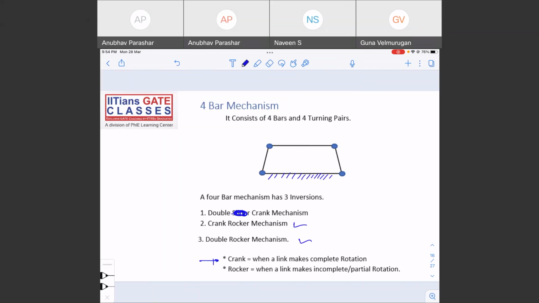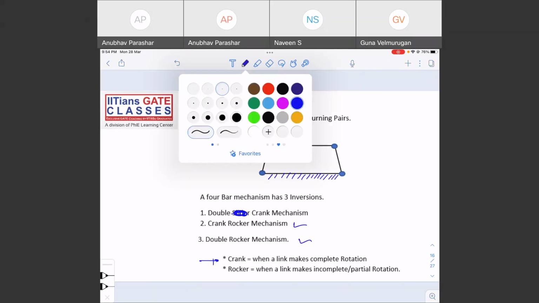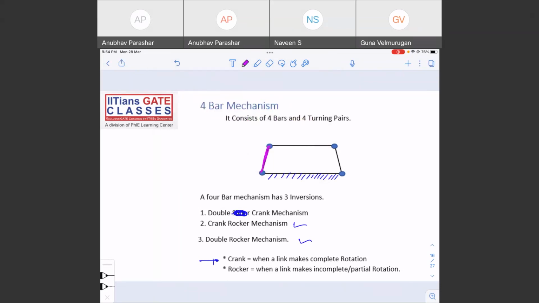For example, again, I'm assuming, let me fix this link, and after fixing this link, let me say this pink one can make full rotation. So this will be termed as crank. Let me say this is the input link. If the input link can make full rotation, then this link is nothing else but crank, right?